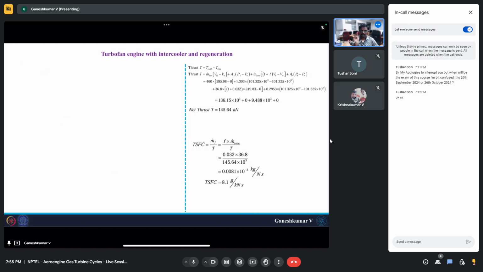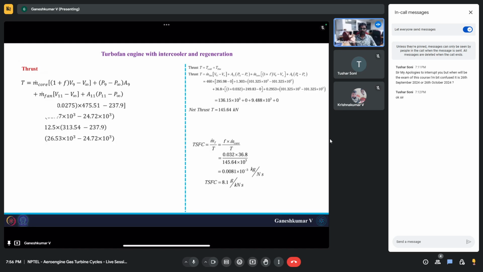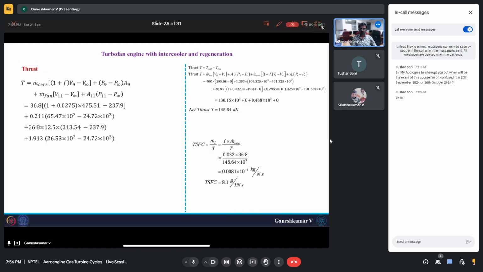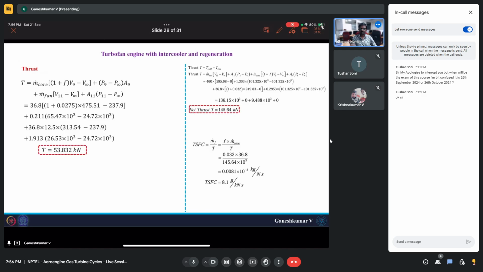Then what we need to find is the first performance parameter, which is thrust. The thrust will be both from the fan bypass stream and also from the core stream, whose formula we are very confident of. So you can substitute these numbers, and then you can check for yourself that thrust is around 53.83 kilonewton. Since the aircraft is flying, you also have V infinity. Here the V infinity is 237.9 meters per second, which corresponds to Mach number 0.8. So you can do this calculation.